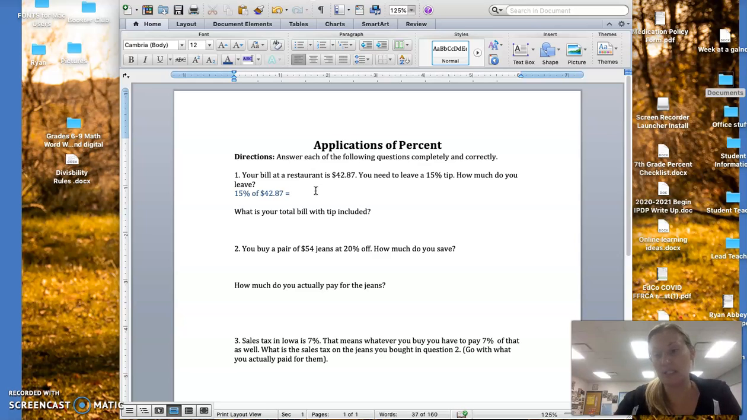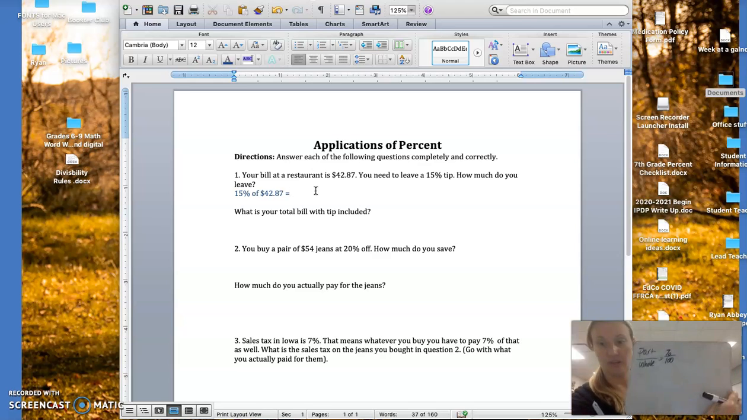So now it comes down to, how are you going to find this? Are you going to use the equation method, or are you going to use the proportion method? At that point, I don't care. If you're going to use the proportion method, remember that's part over whole equals percent over 100. Our part is what we don't know, because our whole is 42.87. It comes after the word of. And our percent is 15 over 100.